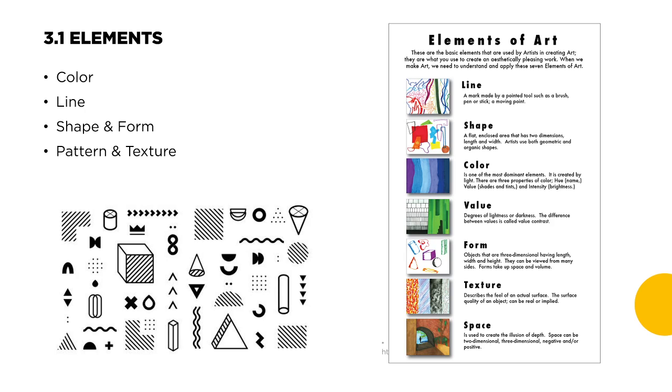And then texture describes the feel of an actual surface. The surface quality of an object can be real or implied, and this is going to be important when it comes to your brief, because you're going to be rendering textures into your sketches or your floor plan or whichever it is that you choose. And then space, okay. Used to create the illusion of depth. Space can be 2-dimensional, 3-dimensional, negative or positive, okay.